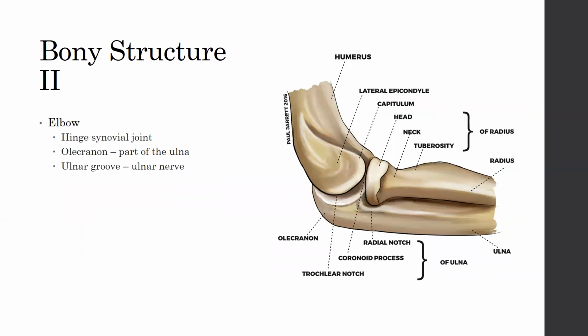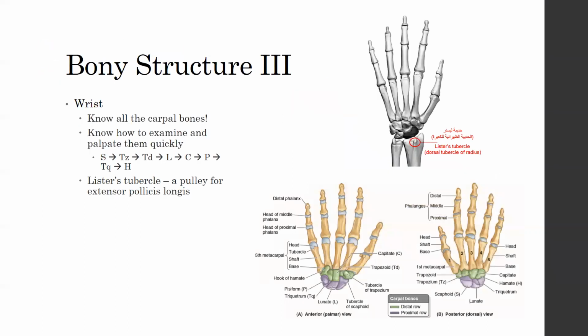Onto the elbow, it's a hinge joint, and you basically just need to know that the olecranon is part of the ulna, and the ulnar groove passes the ulnar nerve. Sorry, this is going too quickly, guys. We'll try to get to the diseases.